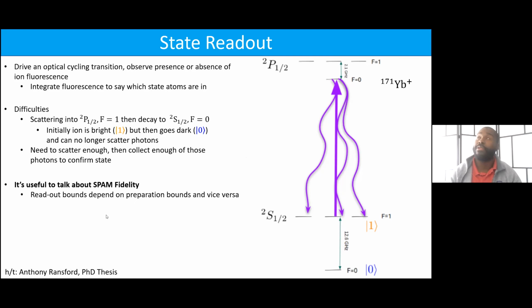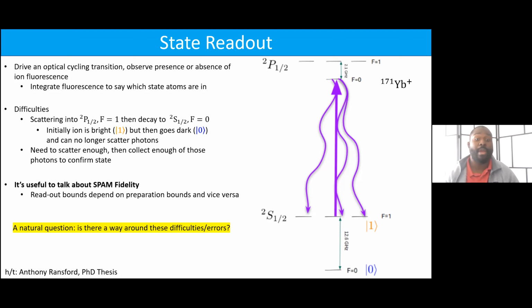Okay, and so when you think about all these things together, the state preparation and state readout, it's useful to talk about a total figure of merit, the fidelity associated with state preparation and measurement, SPAM fidelity. This is important because the bounds that you can put on your ability to read out your state depend on how well you put your atoms into the state you think you did, and vice versa. So it's nice to combine this figure of merit in that way.